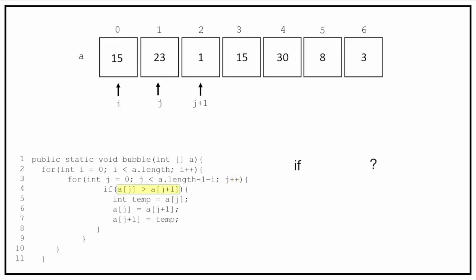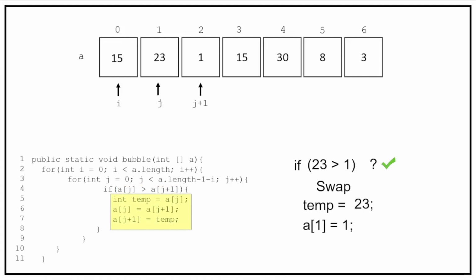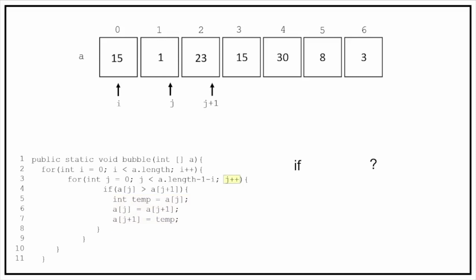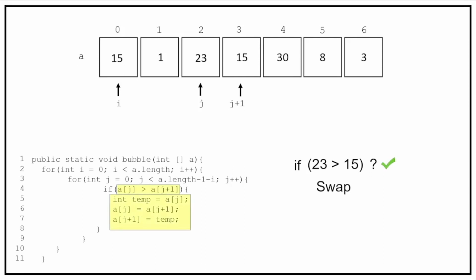Now we ask ourselves the same question. Is A at j greater than A at j plus 1? Or is 23 greater than 1? True. This means that we will swap. Temp will be set to 23, A at 1 will be set to 1, and A at 2 will be set to temp. We swap, then increment j, and now we ask the same question. Is 23 greater than 15? True. This means we swap and increment j.